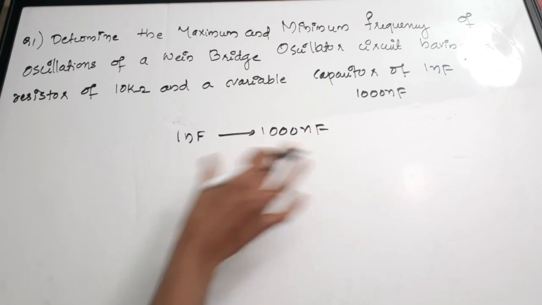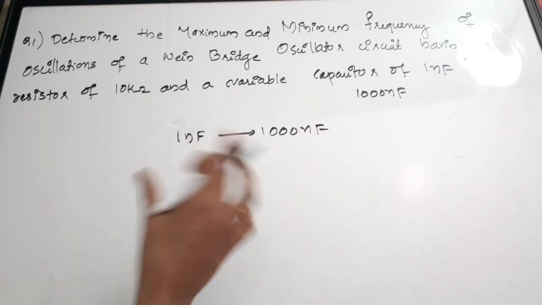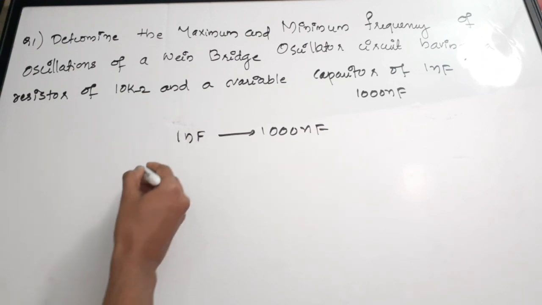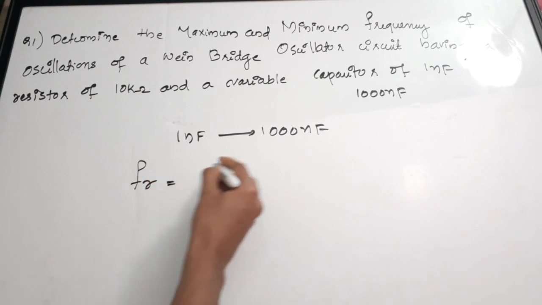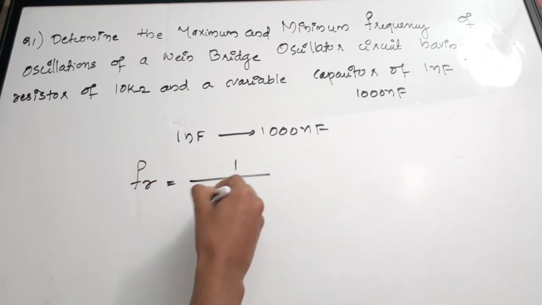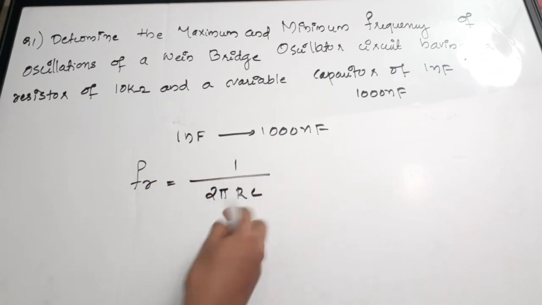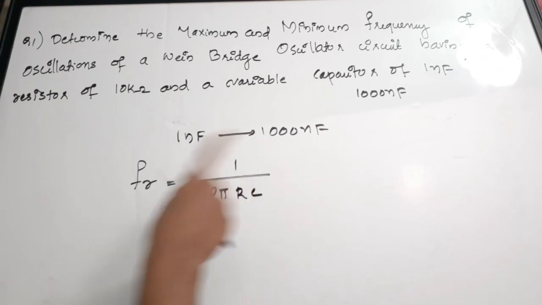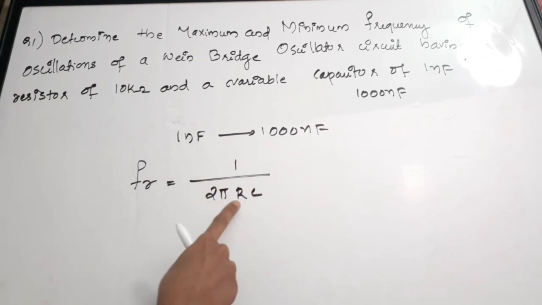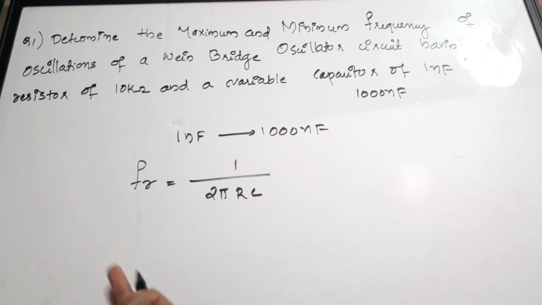So based on this capacitance value, the frequency will also change. The frequency of operation is given by 1 by 2 pi RC. So based on the change in this capacitance, the value of frequency will also change. R is the same for both cases because the R value is constant, 10K. Okay, so we need to find the maximum and minimum frequency.